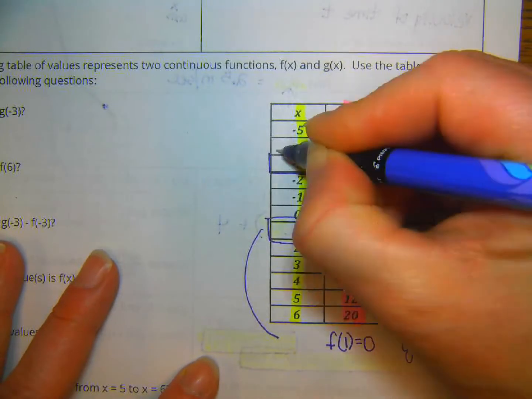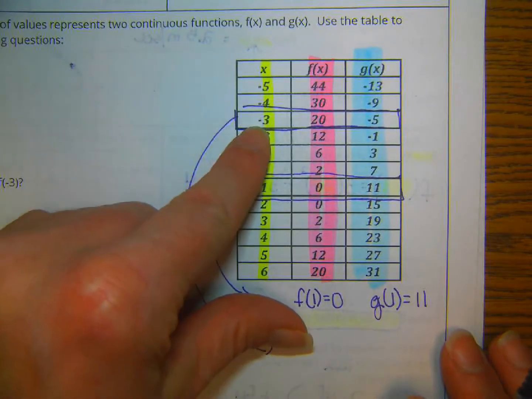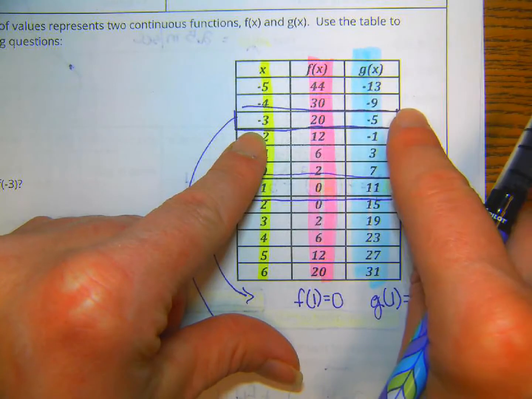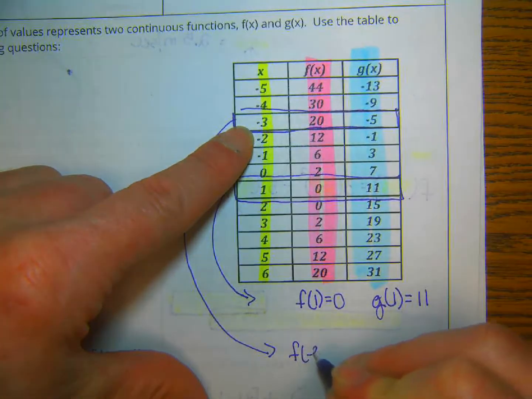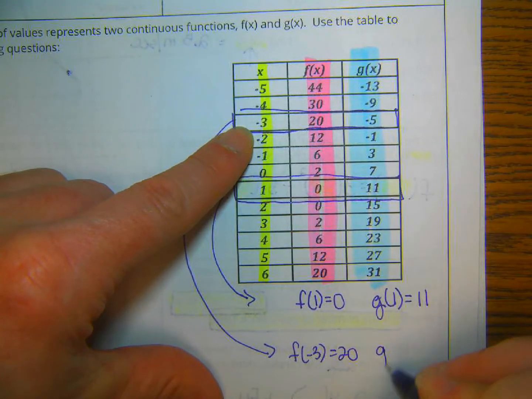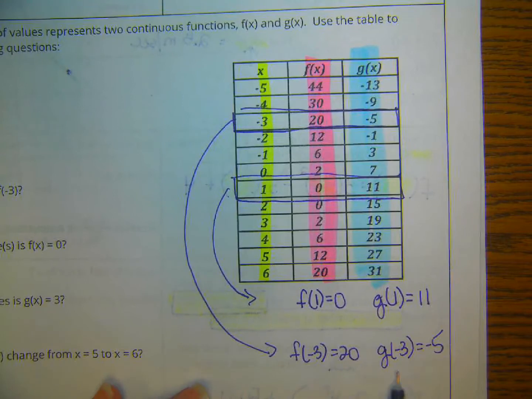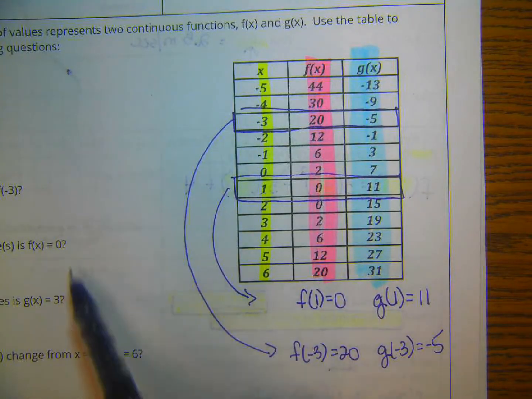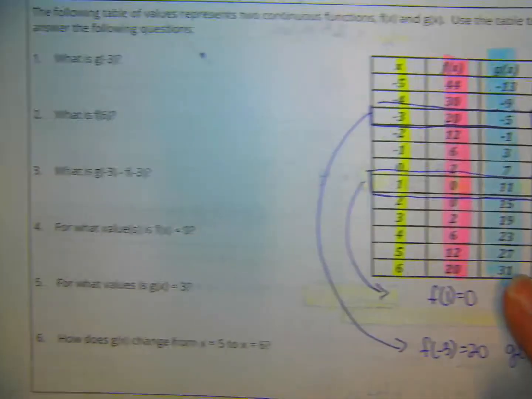Let's pick a different row. Let's take this row. What that row means is it gives you f of x and g of x when x is negative 3. So the statement means f of negative 3 equals 20. And this would be g of negative 3 equals negative 5. Actually, I just did that one for you. So I think that gives you enough information to then answer these questions about that.